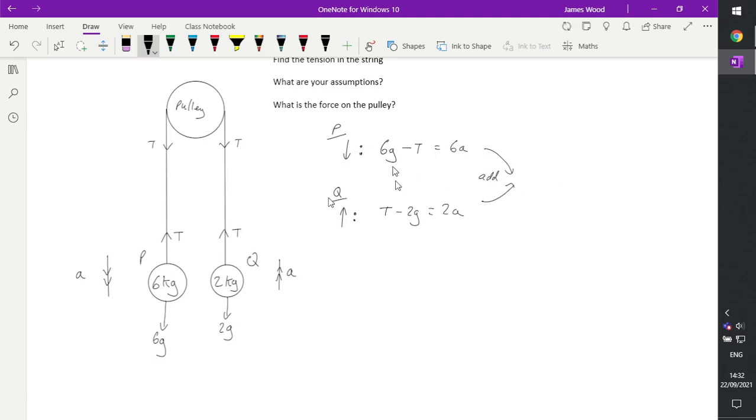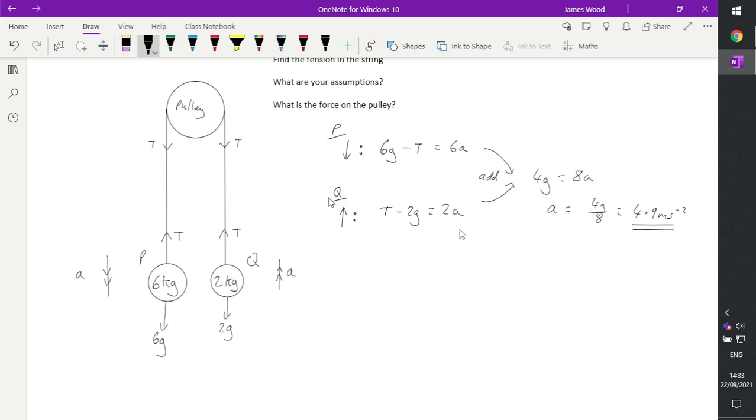So I'll then be left with 6g minus 2g, which is 4g. And then that equals 8a. So a is going to be 4g over 8. Well, that's half g. So what's that, 4.9? Yes, 4.9 meters per second squared. So that's our acceleration.